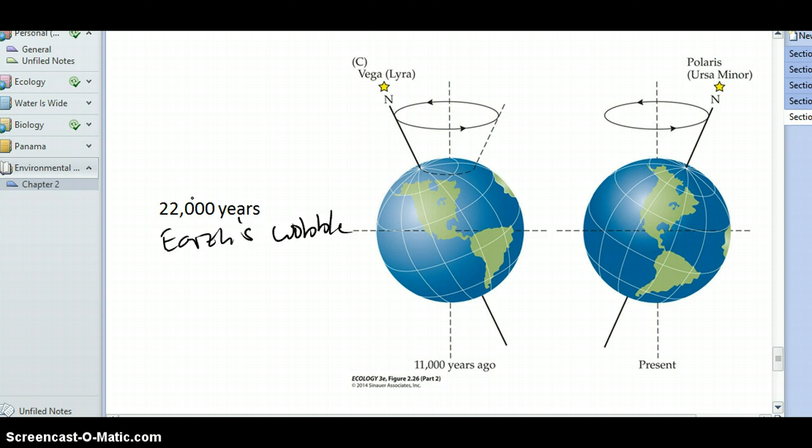We generally think of summertime now being June, July, and August. Well, at some point in the future, thousands of years, northern hemisphere summer will essentially be in September, October, November, or then October, November, December. It takes 22,000 years for it to go through a complete wobble on the axis. So essentially, in about 11,000 years, the seasons will be completely reversed. That is, summer will be occurring primarily in December, January, and February, and winter in the northern hemisphere will be happening in June, July, and August.